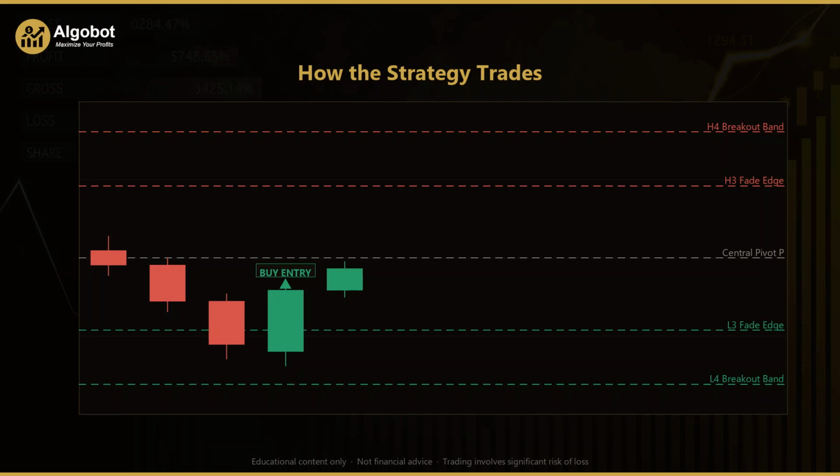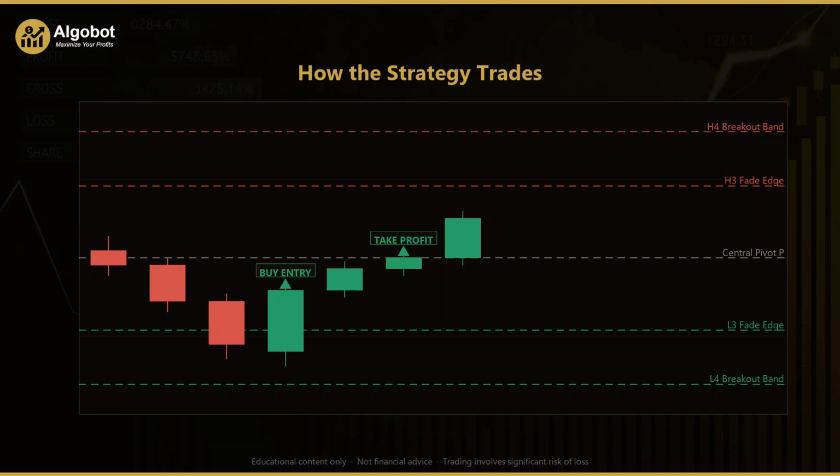Then comes the confirmation. That same candle opens lower but reverses hard and closes back up above the prior candle's open, a bullish engulfing pattern that completely covers the previous red body. That candle is the rejection the strategy waits for. With the low having tagged L3, the close holding above L4, and the bullish engulfing confirmed below the pivot, the buy entry marker prints. The expert advisor goes long, placing its protective stop just below the L4 breakout band and setting its take profit at the central pivot. From there, follow the price higher.